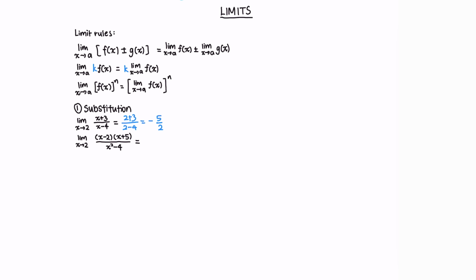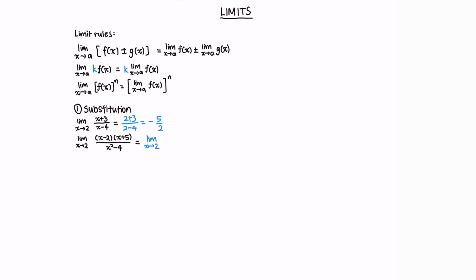The limit as x approaches 2 of (x minus 2) times (x plus 5) over (x squared minus 4). Now, if we just directly substitute this in, what we get is 0 over here and 0 over here. We get a value of 0 over 0, which we know cannot exist. So what I'm first going to do is a bit of factorization.